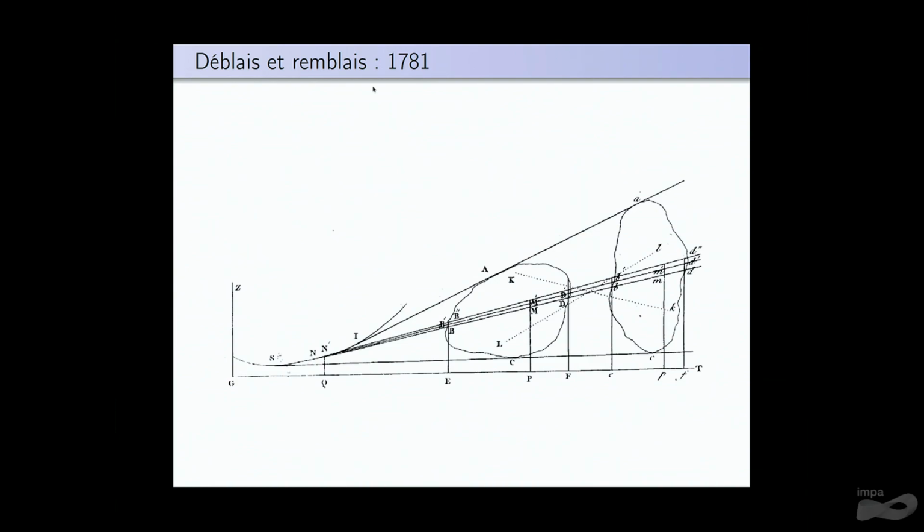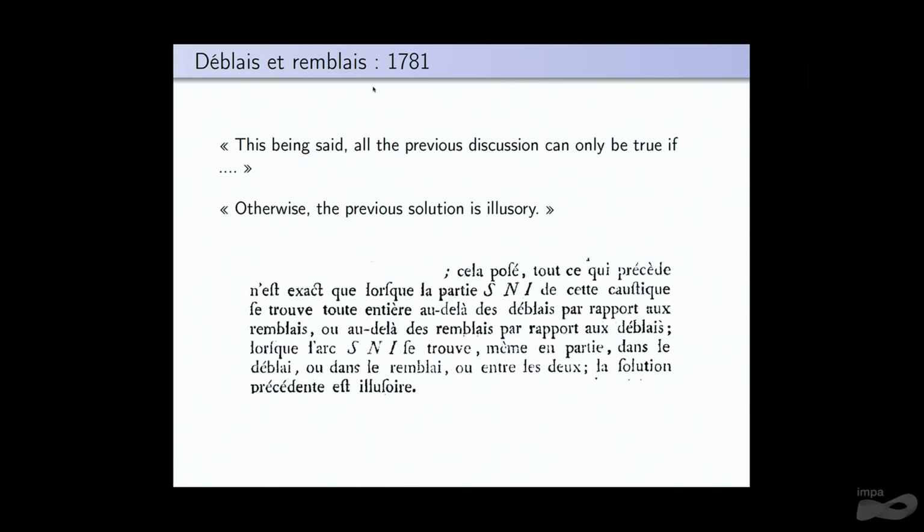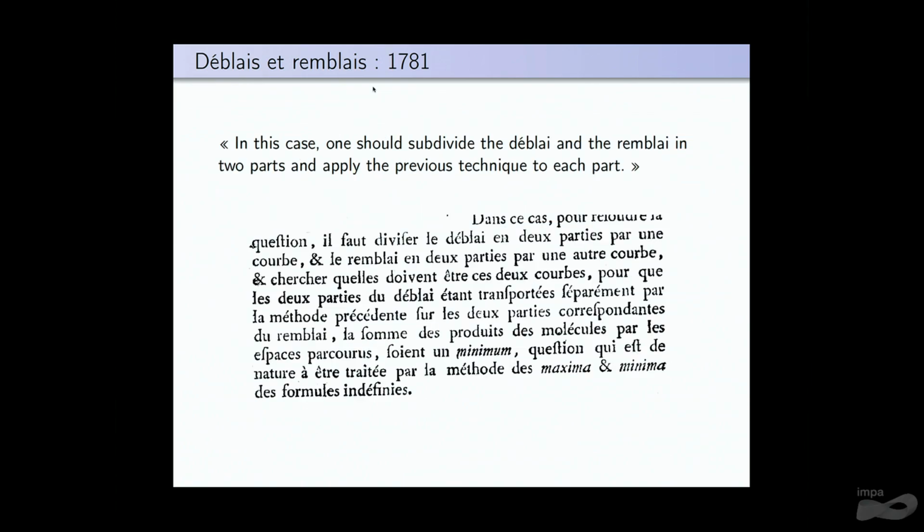OK, so that's what he explained in the first part of his paper. And at the end of the paper, he mentions that, this being said, all the previous discussion can only be true if otherwise the previous solution is illusory. Anyway, he explains why his proof is not correct. It's sometimes correct, but sometimes it is not. And it is not in such a situation.